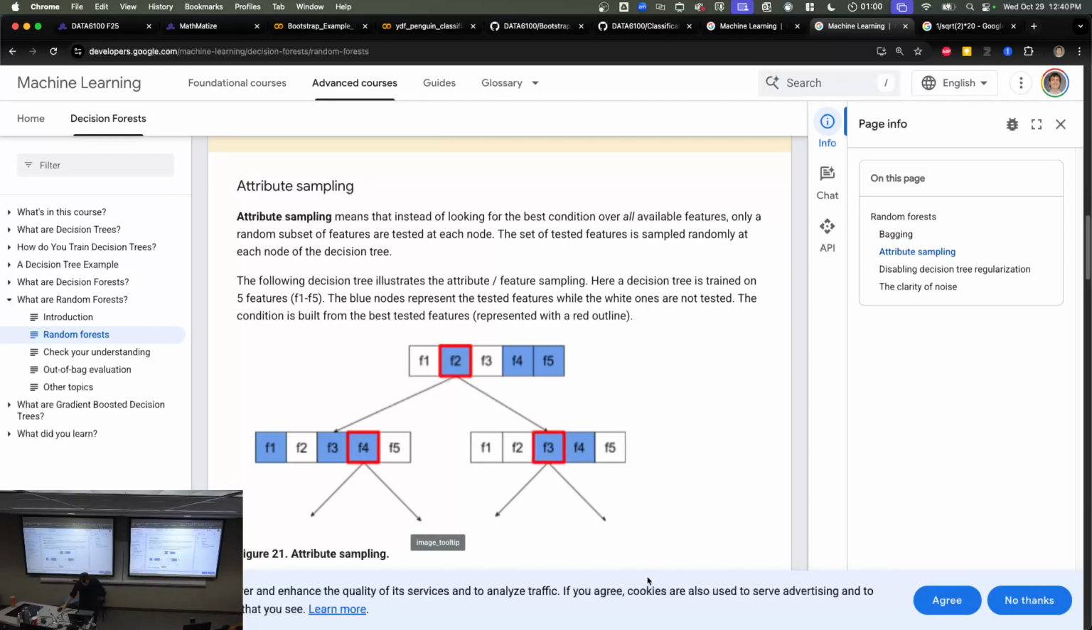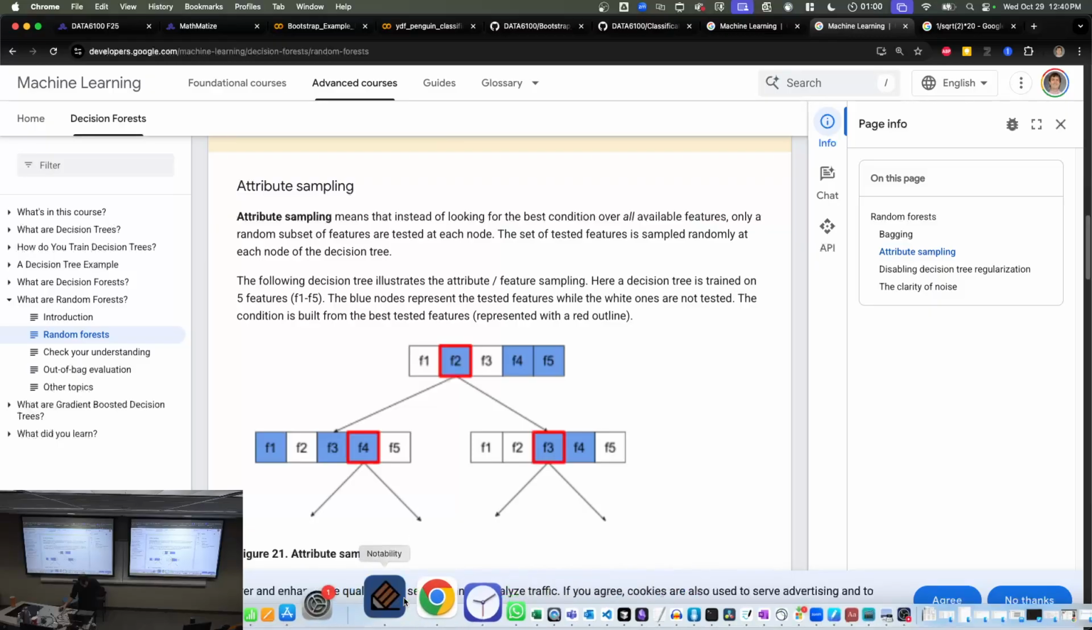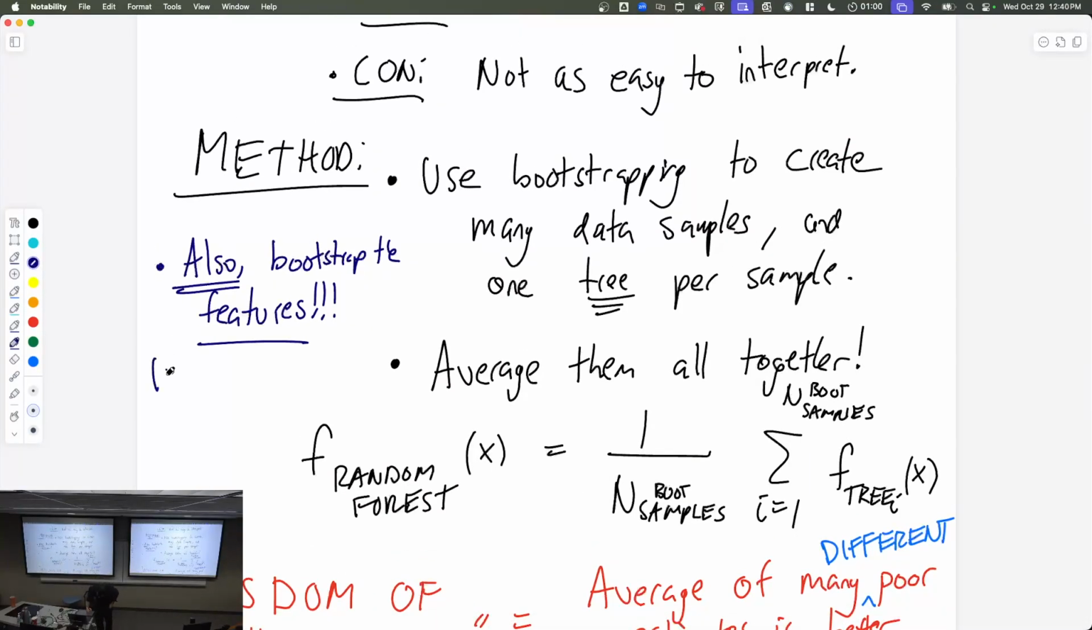And you might say, hey, wait a second, this is making the trees really crappy. You've made the trees worse, i.e., leave out certain features.